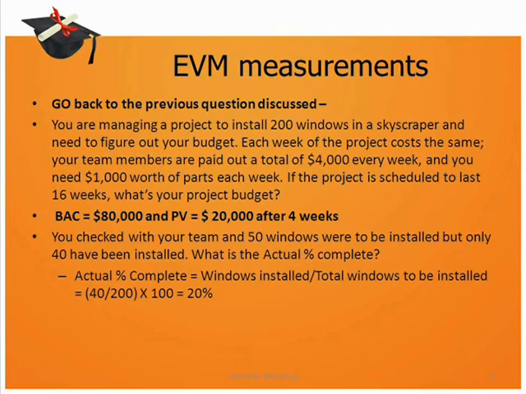So remember, we had used weeks to calculate the planned percentage complete. Now we can use windows to calculate the actual percentage complete. Since the information given is about windows and it is told that only 40 have been installed, in terms of windows, the actual percentage complete can be found using windows installed upon total windows to be installed, which in this case is 40 by 200, which expressed as a percentage amounts to 20%. Please make a note of how we are calculating these values like planned percentage complete and actual percentage complete based on the data that is given.